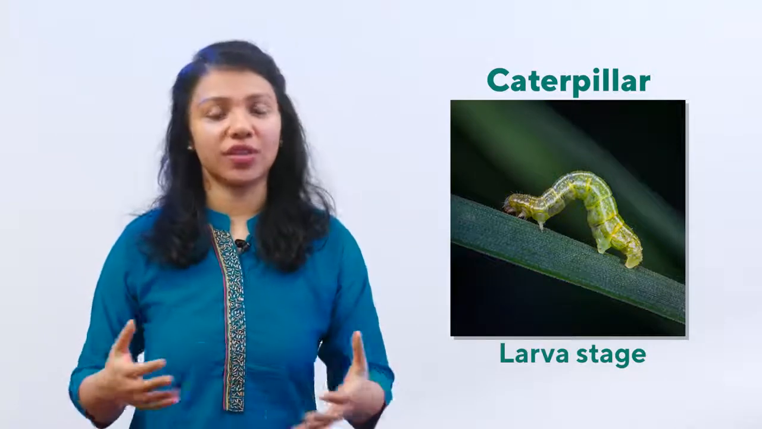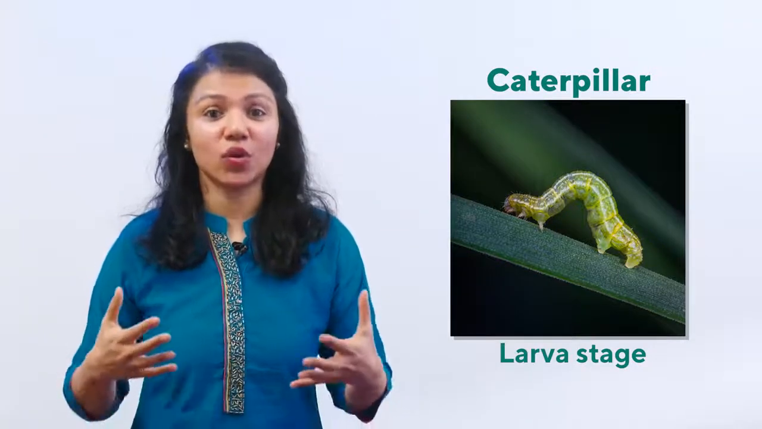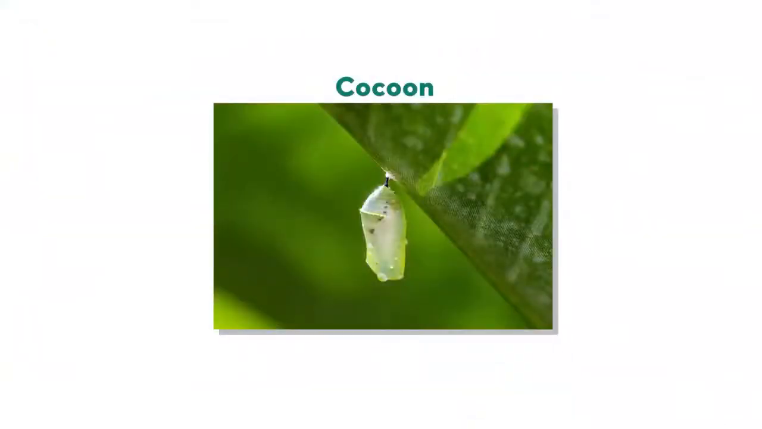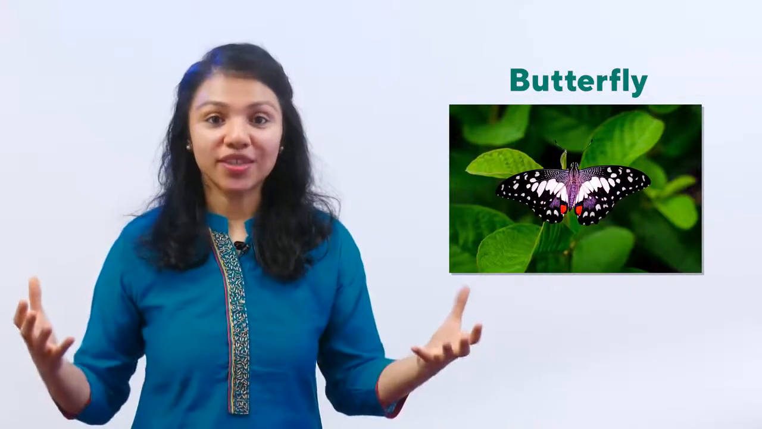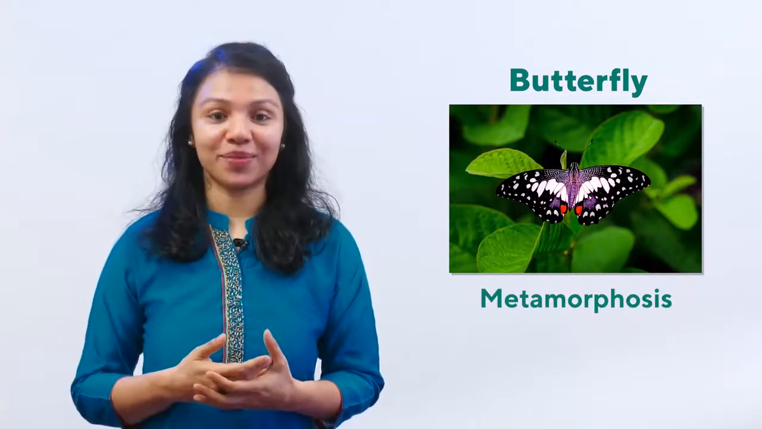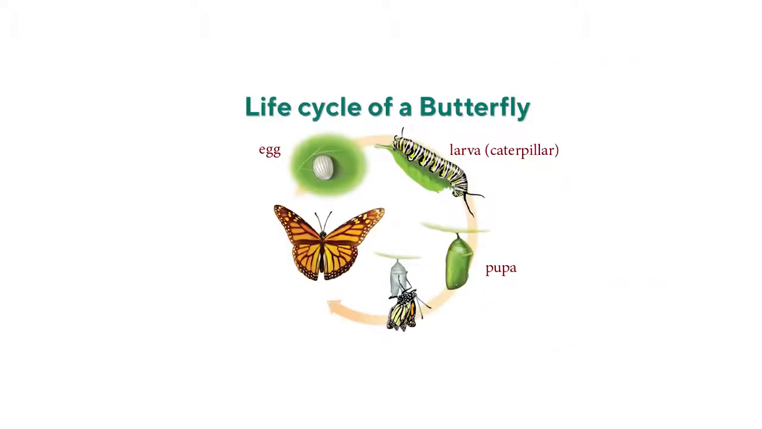Caterpillars are forever hungry. They keep eating and gaining a lot of weight. They get rounder and rounder by the day. After a while, they spin around them a protective cover called a cocoon. This stage is called the pupa stage. After the pupa stage, the caterpillar turns into a butterfly, and the butterfly breaks open the cocoon and comes out. This is called metamorphosis. So that's it about the life cycle of a butterfly.